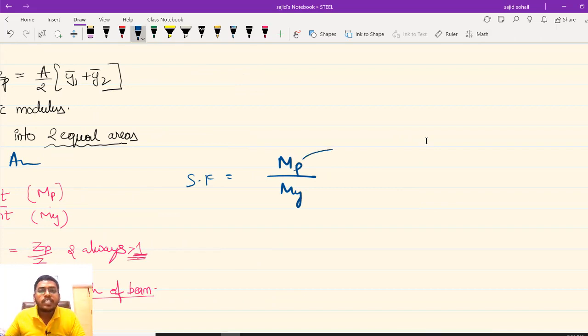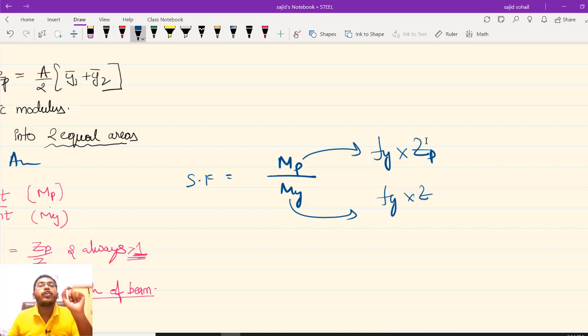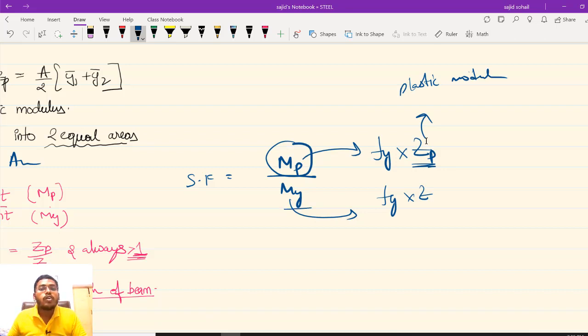So how to write your plastic moment? It is quite simple. It is nothing but Fy into Zp. And what is your My value? It is nothing but Fy into Z. So let me make it very clear. Whenever you are writing your plastic moment, it is Fy into Zp, where Zp is your plastic modulus. And your yield moment is Fy, yield strength, into Z, where Z is your section modulus. How to get this Z value?